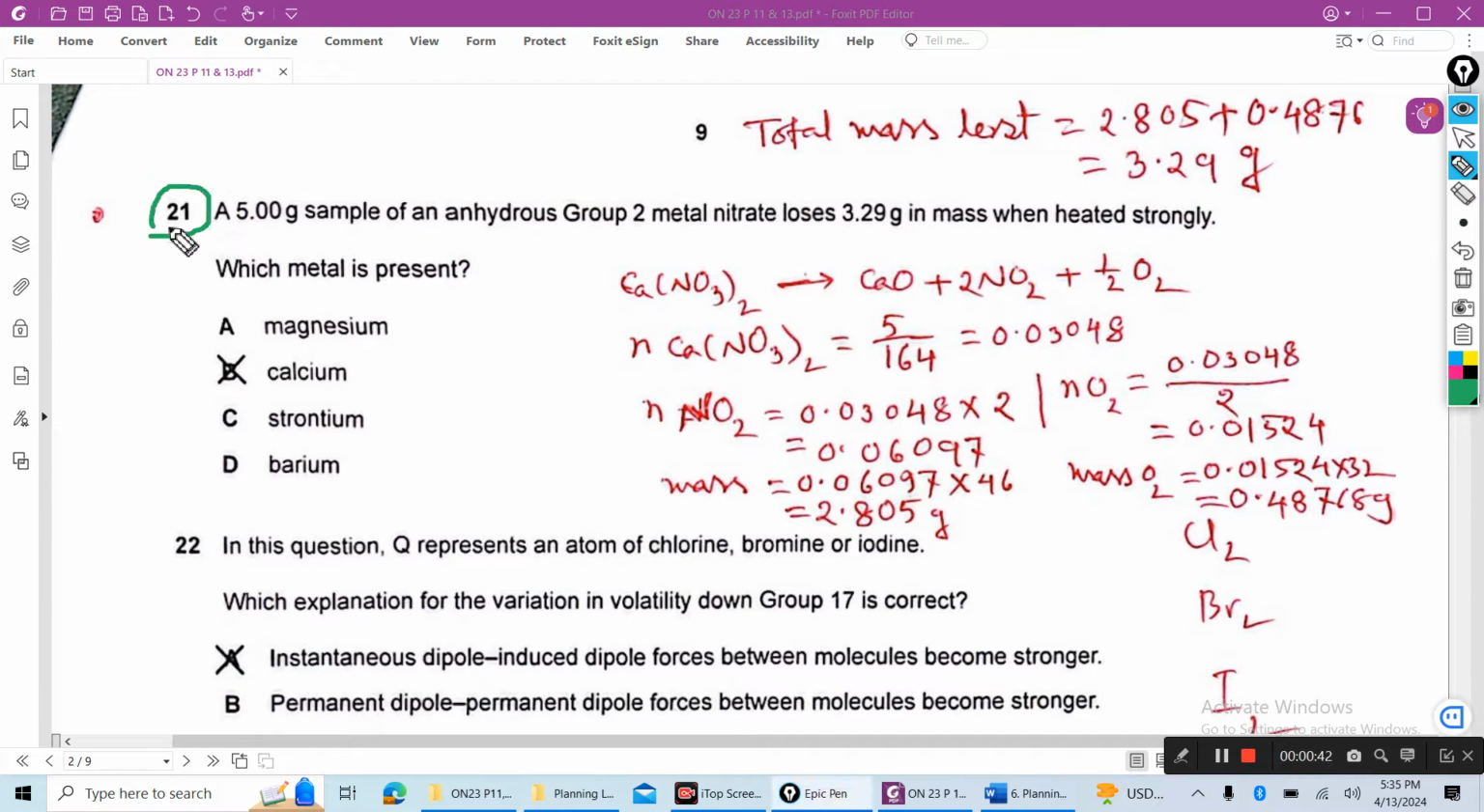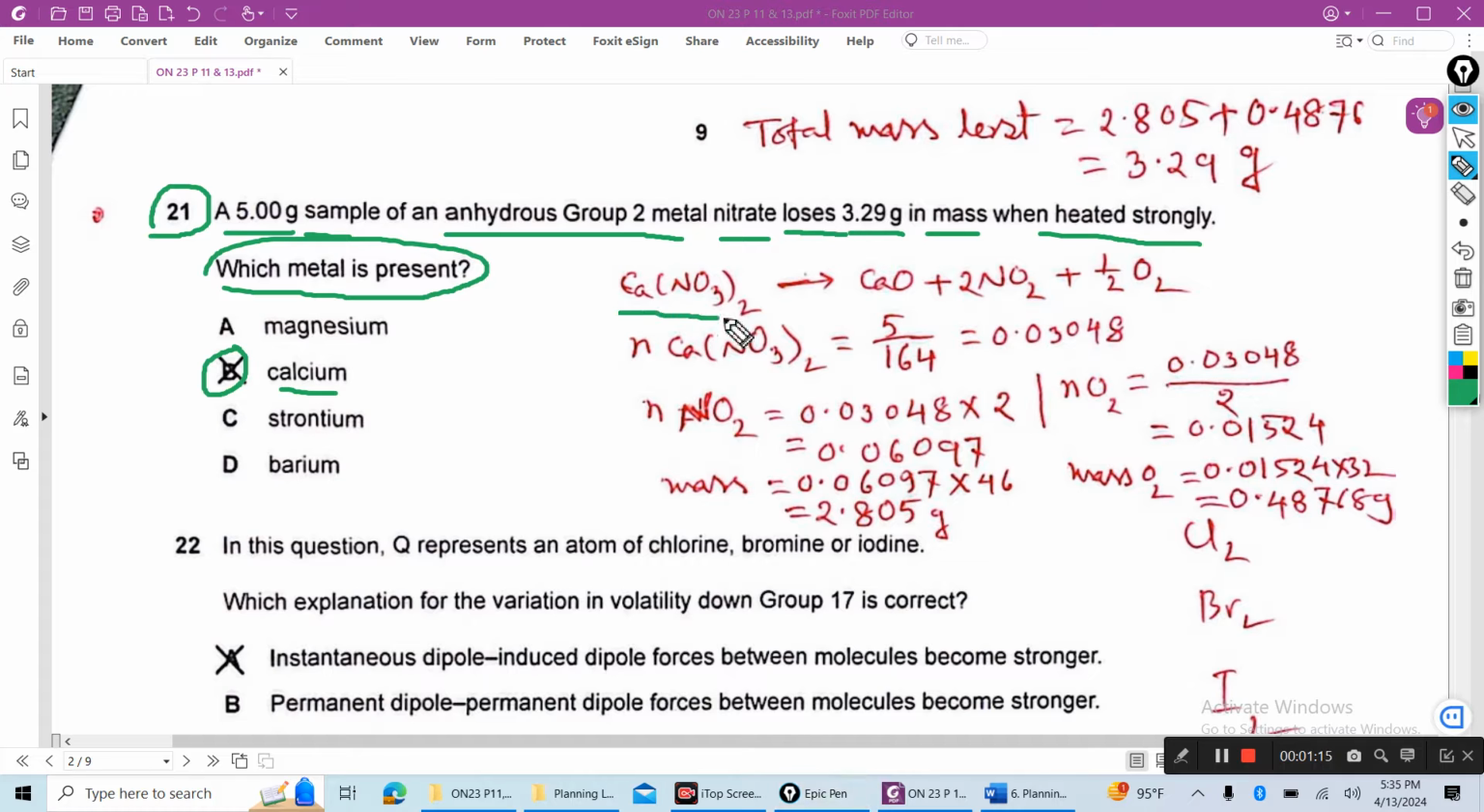Number 21. A 5 gram sample of an anhydrous group 2 metal nitrate loses 3.29 gram in mass when heated strongly. Which metal is present? So this answer will be B, calcium. In this type of question, group 2 nitrate, most of the answers will be calcium. So first you will start from calcium.